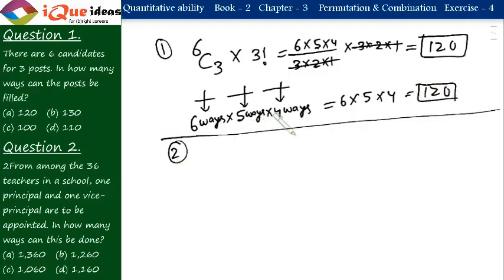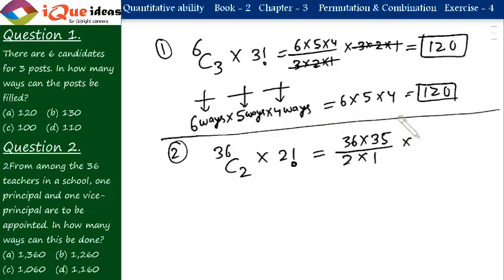Alright. Now second question. It says from among the 36 teachers in the school, 1 principal and 1 vice principal are to be appointed. In how many ways can this be done? Very simple. Out of 36, select 2 teachers, right? And then those 2 selected teachers should be arranged on 2 posts in 2 factorial ways. Okay, so select 2 people and arrange those 2 people in the 2 posts of principal and vice principal. Now 36C2 is 36 into 35 divided by 2 into 1, and 2 factorial is 2 into 1. So 2 and 1 cancelled. We'll have 36 into 35, that is 18 into 70, which is 1260.